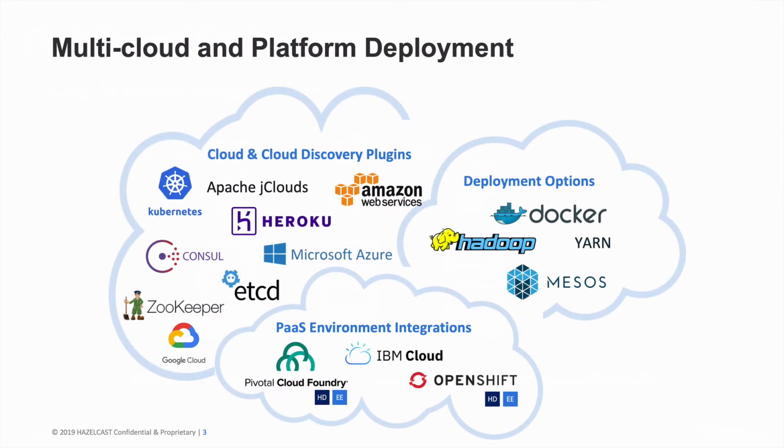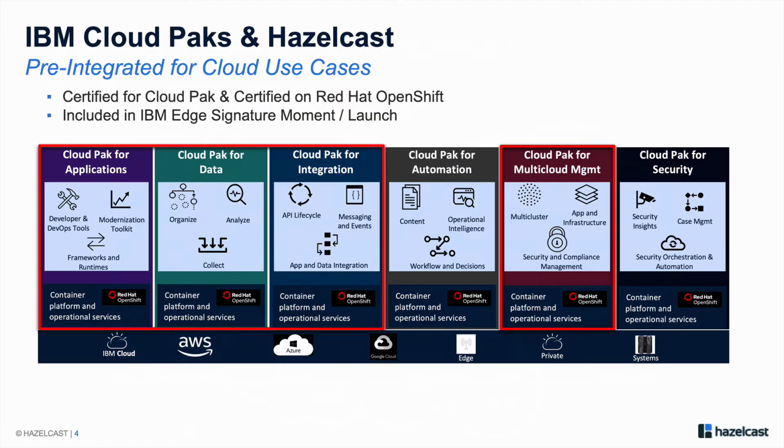You can deploy a Hazelcast cluster on any cloud platform, be it IBM Cloud on OpenShift or OpenShift standalone, AWS, Microsoft Azure, Google Cloud. There are several ways a Hazelcast cluster can be deployed on these clouds through Kubernetes or containerized in Docker, can be deployed on Zookeeper, Yarn, or simply on VMs. Hazelcast is now certified for all cloud packs and on Red Hat OpenShift.